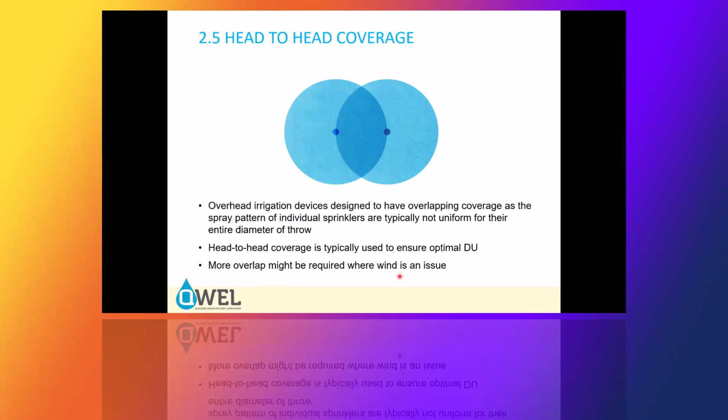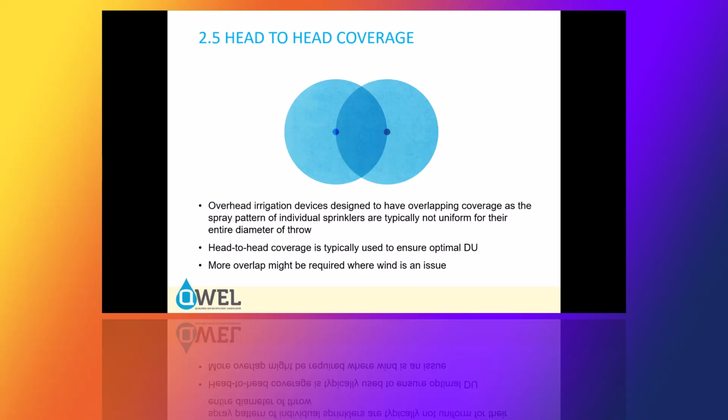More overlap might be required if there's an issue with wind. If you have a landscape in an area of prevailing wind, then wind might be an issue, and you might have to have more overlap between the heads. Head-to-head coverage is usually more easily achieved in a sports field or a big rectangular or square area, whereas in curvy, irregularly shaped areas, it's going to be harder to do head-to-head coverage.